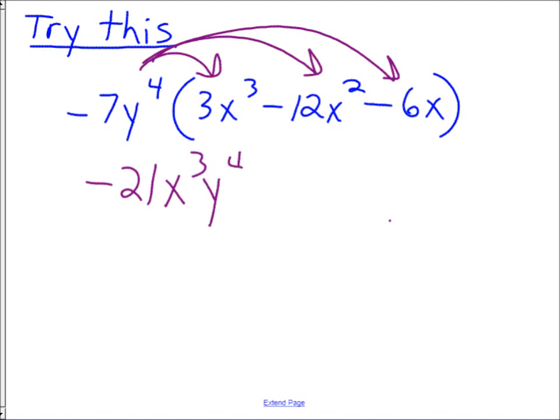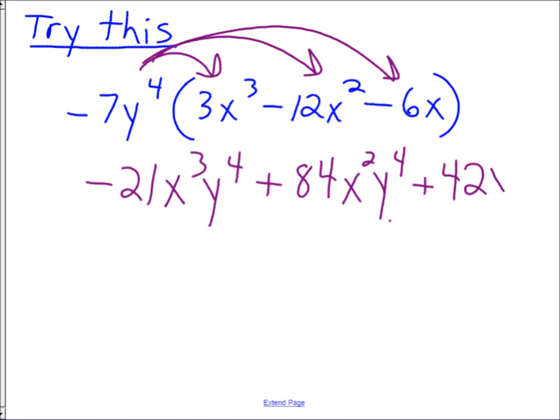For the second one, 12 times 7, that will be 84. So positive 84x squared y to the fourth. And usually we write x first and y second, but the order wouldn't matter that much if we want to be algebraically correct. For the last one, it would be positive 42xy to the fourth. So for this particular example problem, because I was multiplying -7y to the fourth to 3 terms that didn't have any other y's in them, I really just keep the same exponents and variables and just multiply the coefficients.